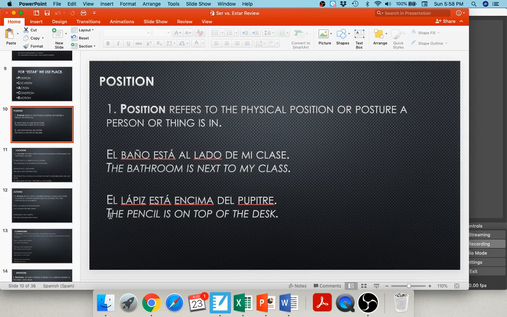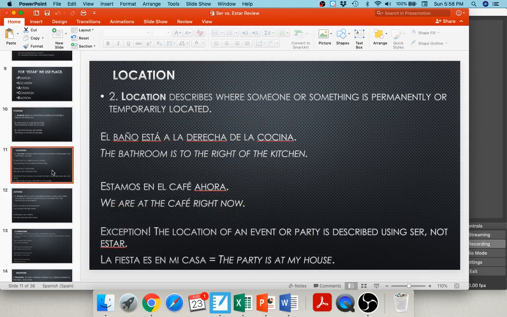That's the pencil's position. The L in PLACE stands for location, and this is generally talking about more permanent things, but it can also talk about where things are temporarily located as well. Again, this sort of goes along with position, but "El baño está a la derecha de la cocina." The bathroom is to the right of the kitchen. That's the bathroom's position, its location.